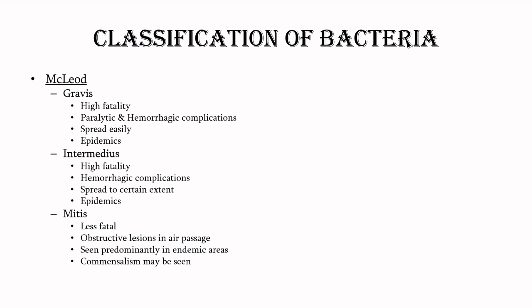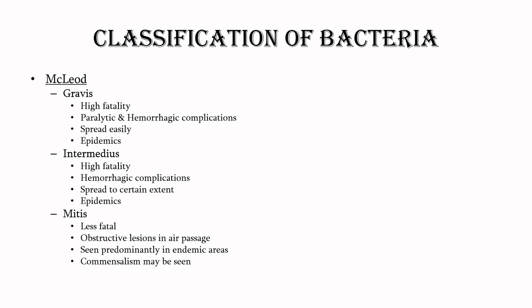Depending on the infections caused, Corynebacterium diphtheriae can be classified into three different types. It's called the Mitis classification. The first one is the Gravis type of infection, where the fatality rate is quite high. It can also have some paralytic and hemorrhagic complications, and it is prone to cause epidemics.